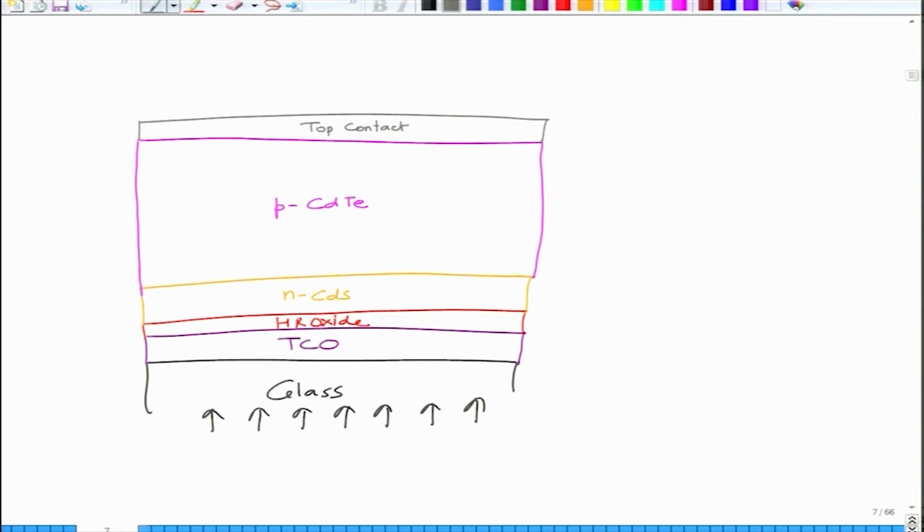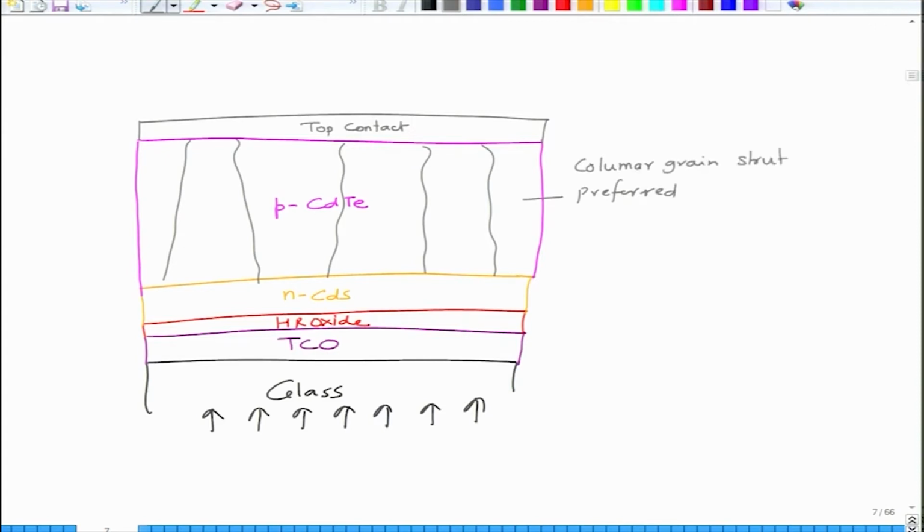Now generally there are certain issues in this device structure. One, it is important to have a particular grain structure. So it's preferred that you have a columnar grain structure here, in the CdTe layer. Similarly, within the CdS layer also you would have grain boundaries. These grain boundaries, if they are columnar, it is better. So again, for this layer also we would like to have a columnar grain structure.